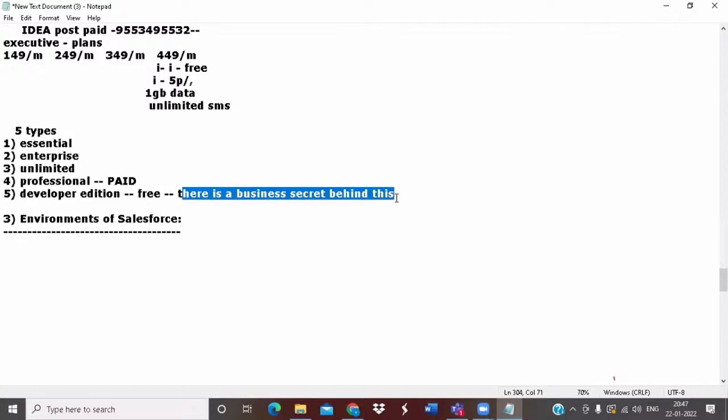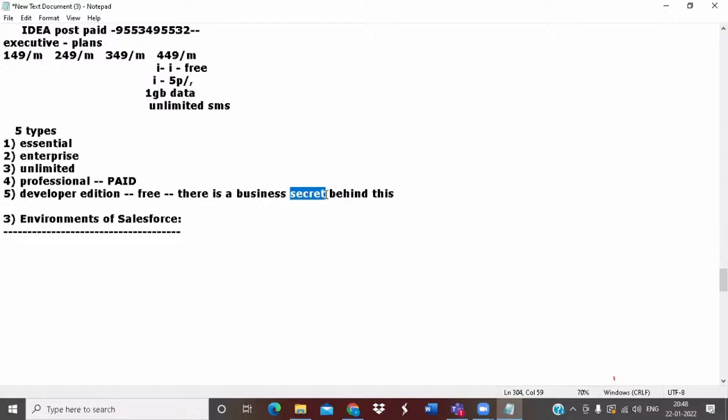Sir, is it because they want to, is it like an open source thing? No. I clearly told you, there is a business secret behind this. I want this secret. Okay, sir, I will try. Is it to improve the community? No. I think it is basically based on the functionality and services provided by the. No, it's not like that.